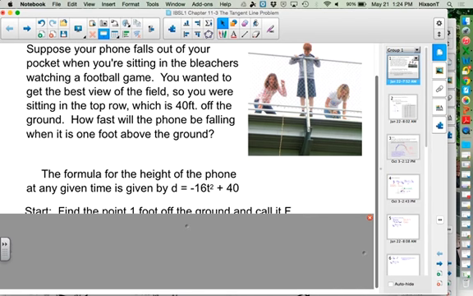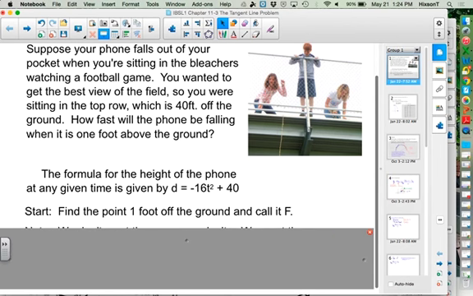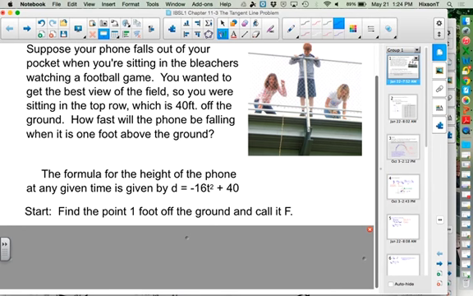Now, one thing that we need to do, and this is going to be the first thing that you and your partner can do, is figure out what that point will be when we're 1 foot off the ground. So the 1 foot is which coordinate of our point? Is it our x coordinate or y coordinate? It's the y coordinate. So figure out the time that we are 1 foot off the ground. That'll be your first task. So go ahead and do that.